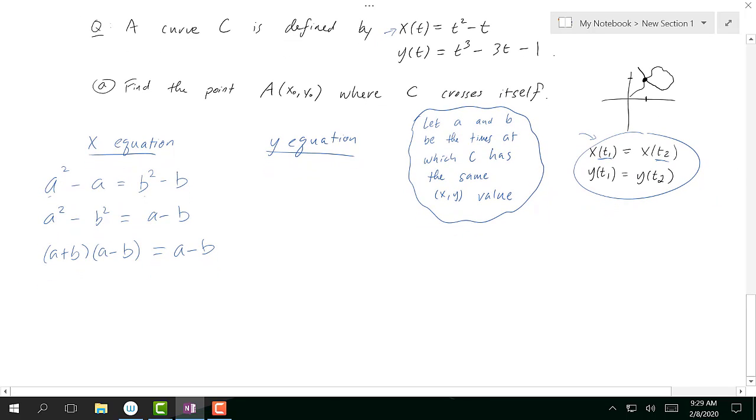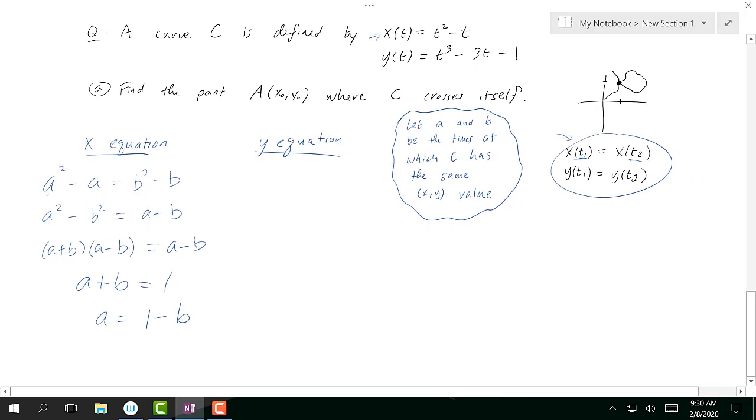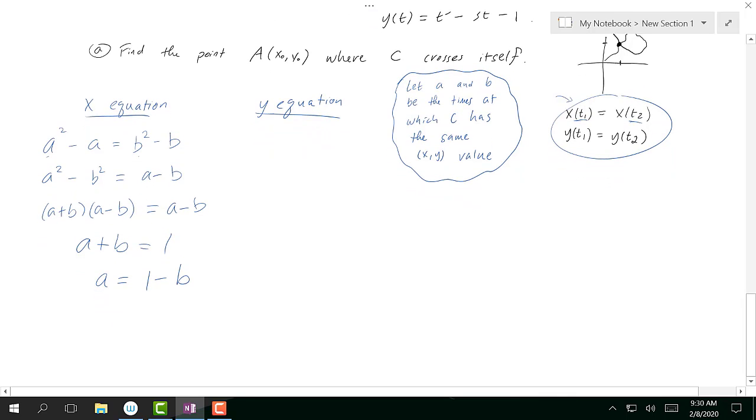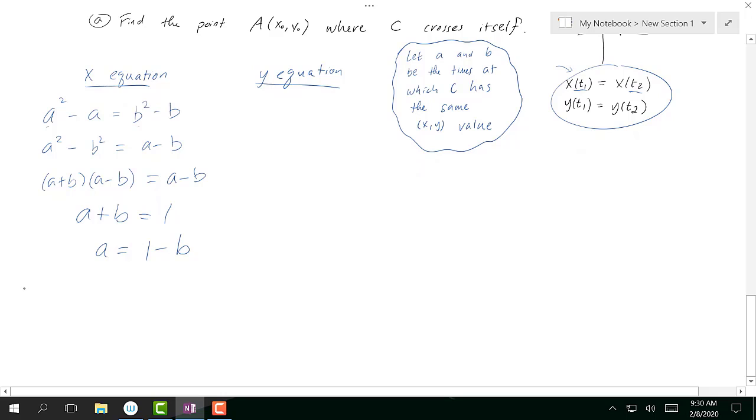Okay, so now at this point, what can I do? Well, we recognize that we have a minus b on both sides. And so what I'm allowed to do is divide by a minus b, which would give me a plus b equals 1, that is, a equals 1 minus b. But I can only divide by a minus b if it's not equal to 0. So we're going to go ahead and put a note on this. So I'm going to move down just a little bit. I can do this if and only if a minus b is not equal to 0, which means if and only if a is not equal to b. So go ahead and think exactly what this means.